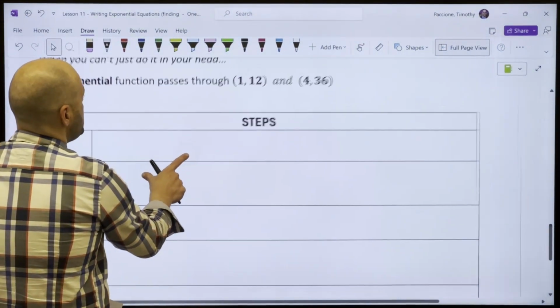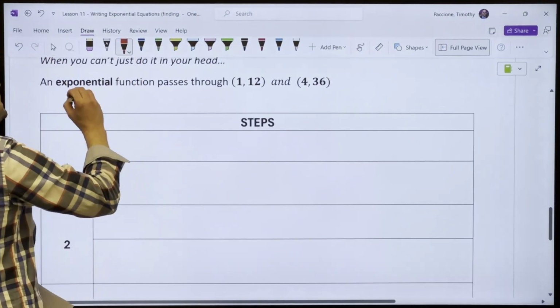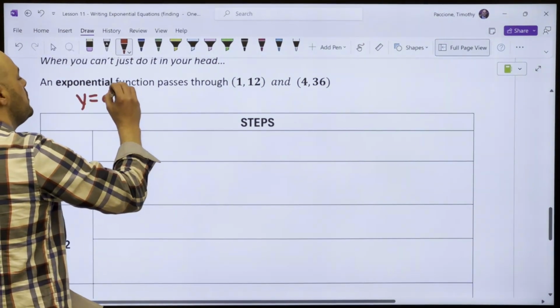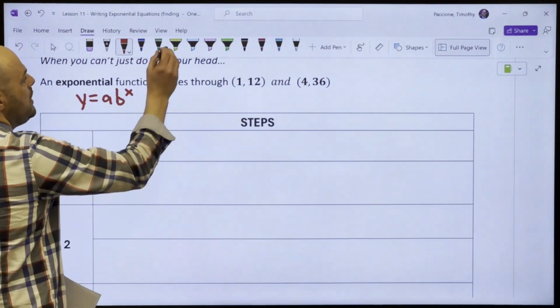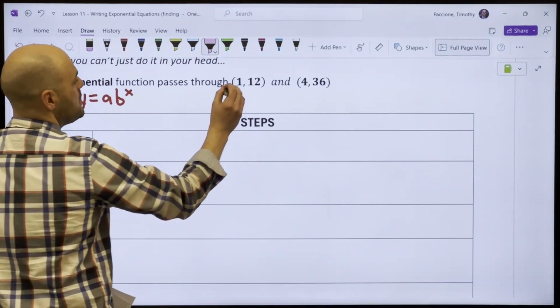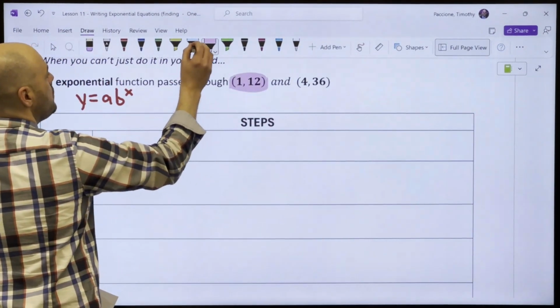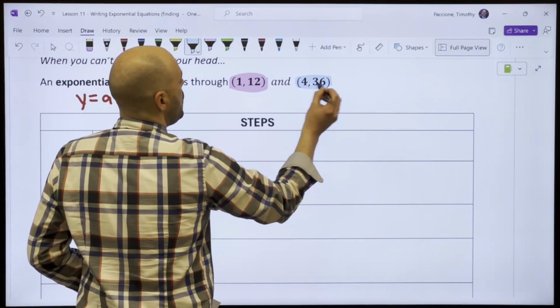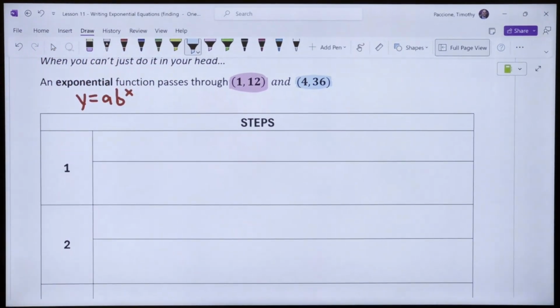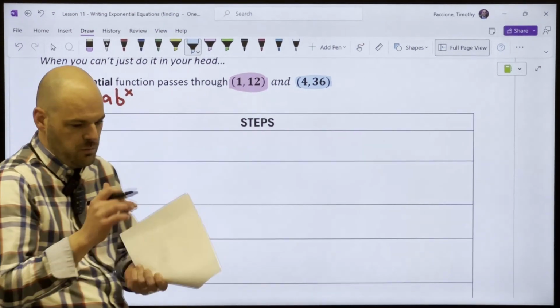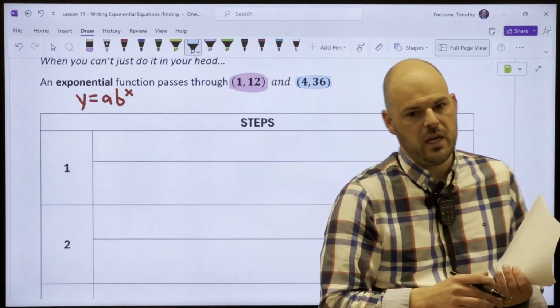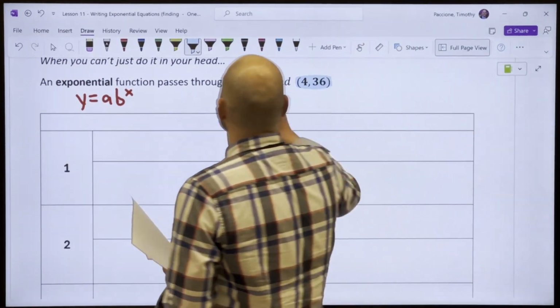Okay, so here we go. It's an exponential function. So we know it's y equals ab to the x. That's important, right? Got to know what we're starting with. And it's going through these 2 points, 1, 12 and 4, 36, right? And that's all we're given. That's all we can tell so far is that it's going to go through those points. Now, we tried to back into the answer using some scratch paper, but we couldn't get it, okay? So we need steps, okay?